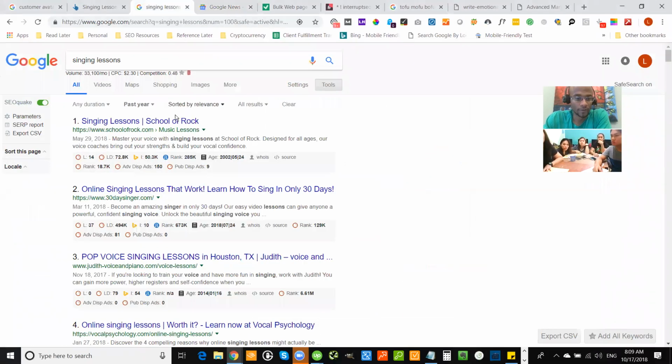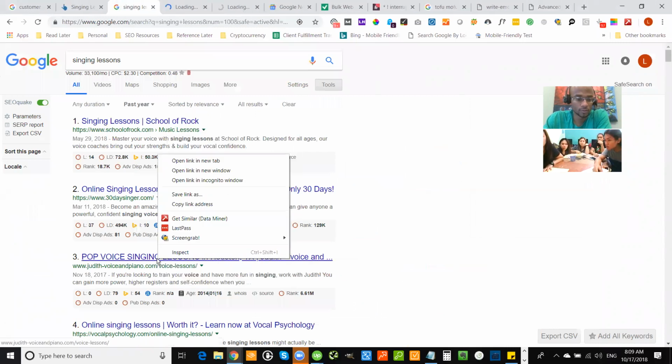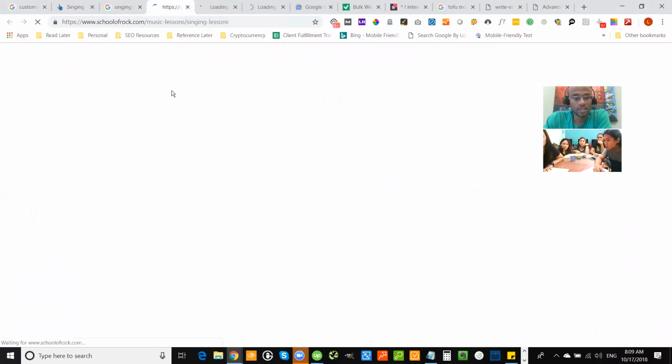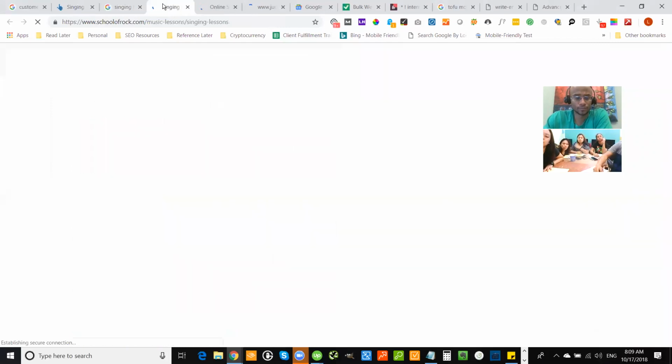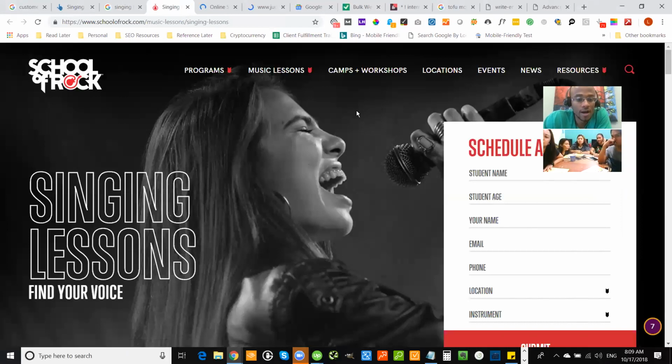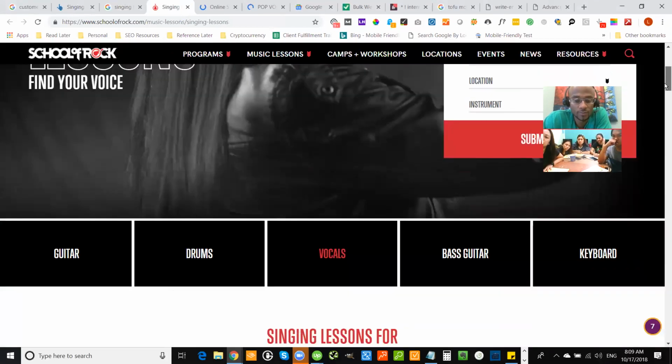let's just open the first few here, right? This is where we're going to figure out, okay, these pages are ranking number 1, number 2, and number 3. For whatever reason, there's something that they're doing correctly that Google likes, and let's try to figure out what that is. These might take a little bit longer to load because we're sharing, so let's just be patient here. So School of Rock, right? Let's see, what could they be doing that's getting them to rank well?